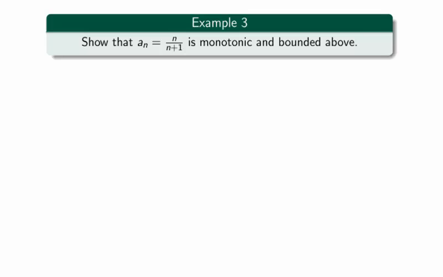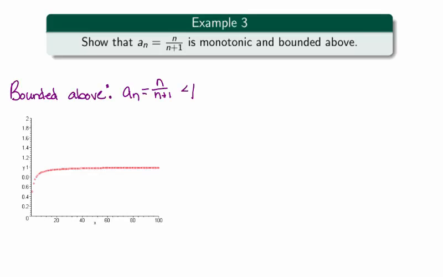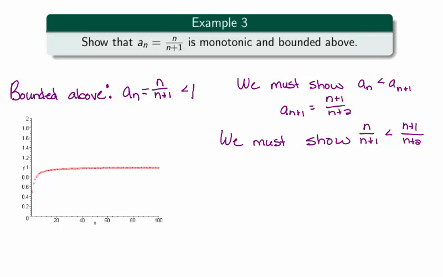Example 3. Show that a_n equal to n divided by n plus 1 is monotonic and bounded above. We saw earlier that this sequence was bounded above, as for every n, we have that a_n equal to n divided by n plus 1 is less than 1. The plot of the sequence leads us to believe that it is increasing. But to formally show this, we must show that a_n is less than a_{n+1} for every n. Note that a_{n+1} equals n plus 1 divided by n plus 2. So we must show that n divided by n plus 1 is less than n plus 1 divided by n plus 2. We cross-multiply and perform some algebra.